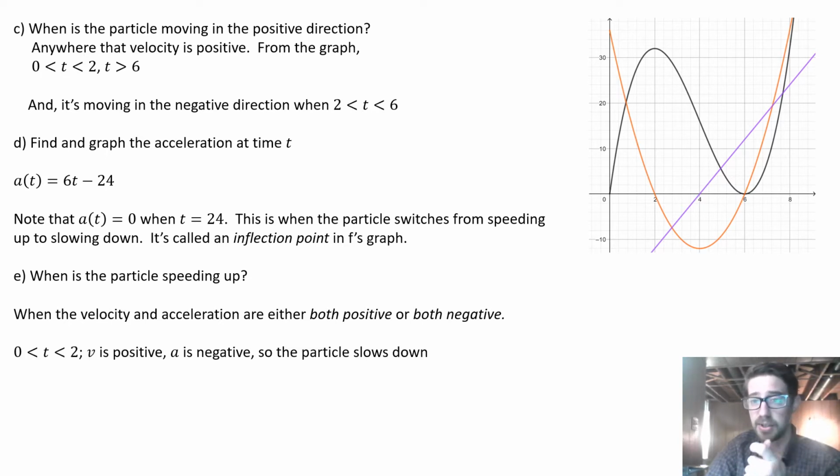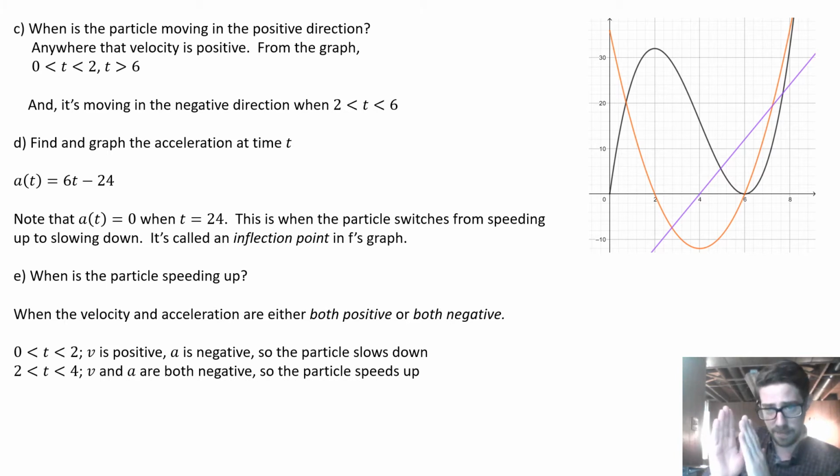So we can just go through the whole graph. If the velocity and acceleration have opposite signs, the particle is slowing down. So from time 0 to time 2, we see velocity is positive, acceleration is negative. That means it's moving in the positive direction, but it's being pulled in the negative direction. So that means it's slowing down, because the red graph is up here and the purple graph is down here. So it starts out going pretty fast and then immediately slows down until time 2, where it stops.